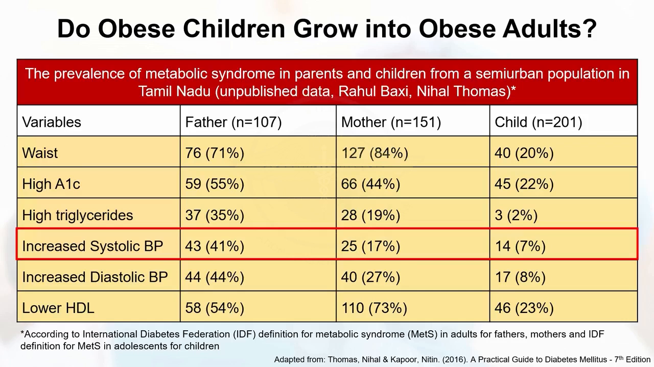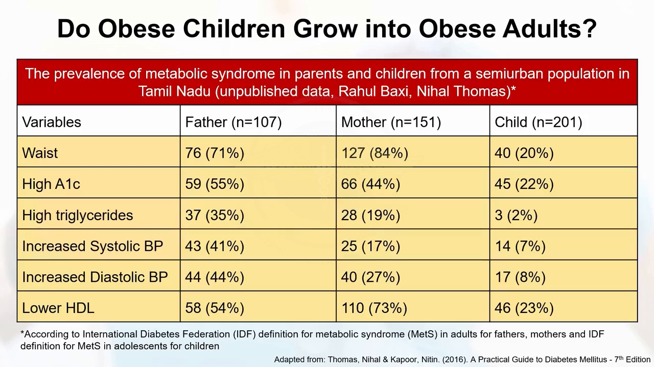So when they analyzed father, mother, and child, they found that 71% of the fathers, males, had a waist circumference which was more than 90, but 84% of the women had a waist circumference which was more than 80, and 20% of the children had a waist circumference which was more than the cutoff.